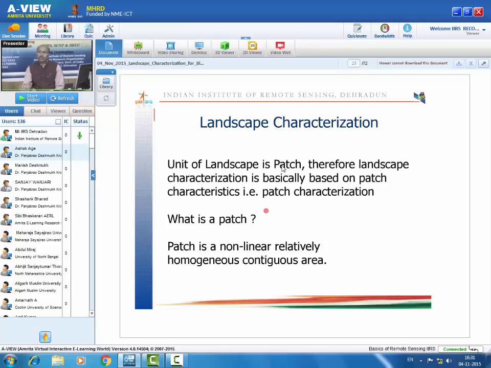So I can define a patch as a non-linear, relatively homogeneous, contiguous area. So there are 2-3 terms. One is non-linear, another is it should be homogeneous, and third it has to be a contiguous area. If you talk about the patch along the roadside or along the railway line or along the canals, we cannot consider that as a patch because that is a linear feature. Here we are talking about the non-linear feature.